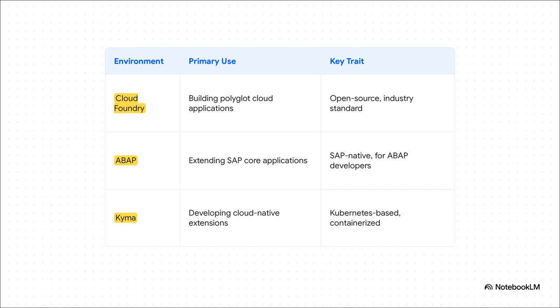So if your teams are using a bunch of different programming languages to build pretty standard cloud apps, the open-source Cloud Foundry environment is going to be your go-to. If you're a classic ABAP developer who wants to bring those skills into the cloud to extend core SAP systems, well, the ABAP environment was literally made for you. And for building those super modern, containerized applications using Kubernetes, you've got the Kyma environment. It's all about matching the right workbench to your team.